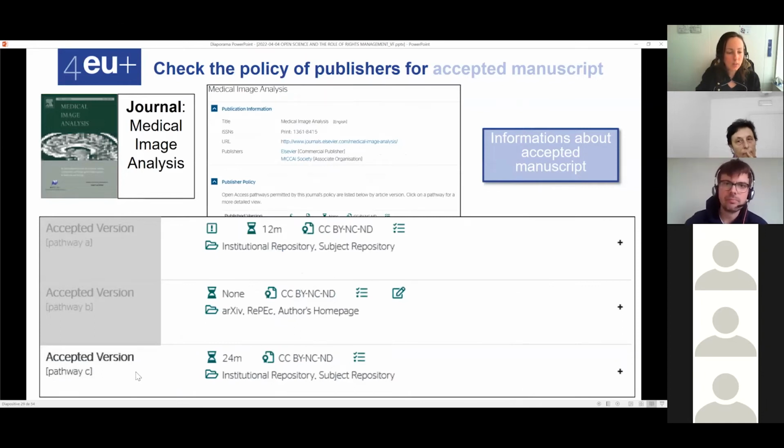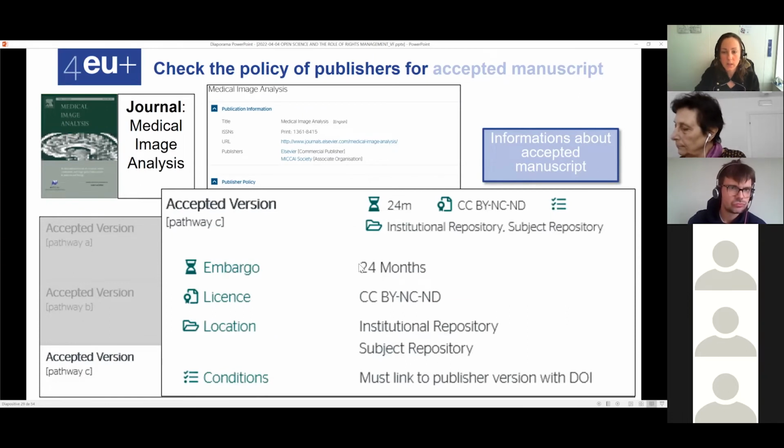So now let's see the third one, pathway C, because pathway C is in the same place. You see, the locations are the same, institutional repository or subject repository, but you have no funder prerequisites. So it's for other funders than those listed in pathway A. And here you have to wait 24 months before sharing your postprint. You have to add a specific license, and you have conditions to follow.